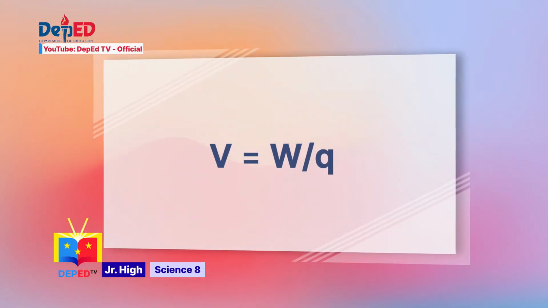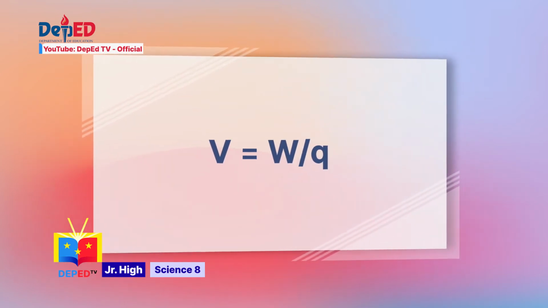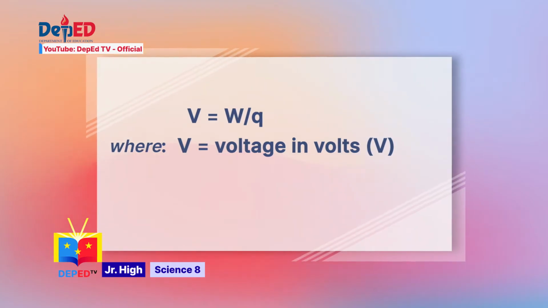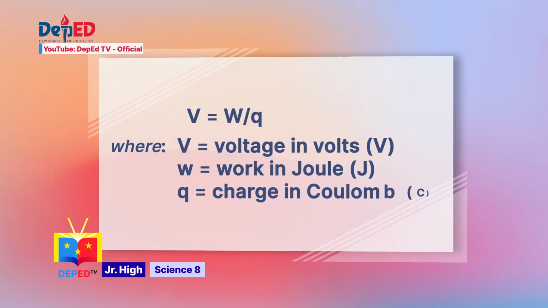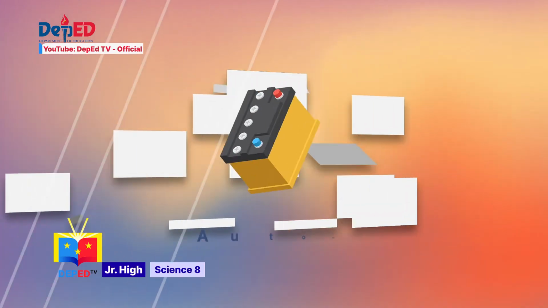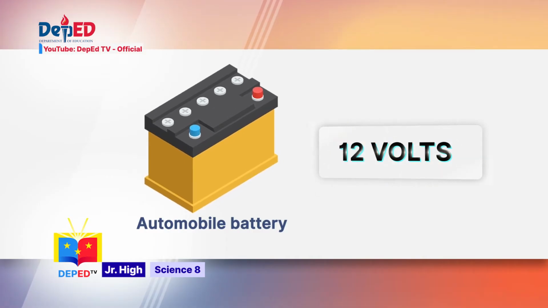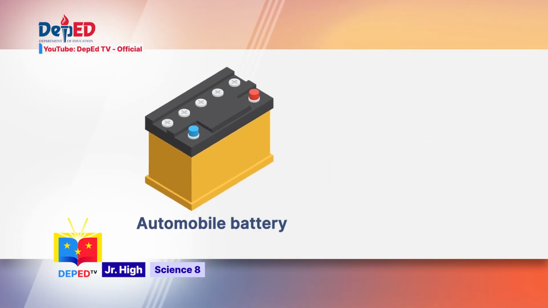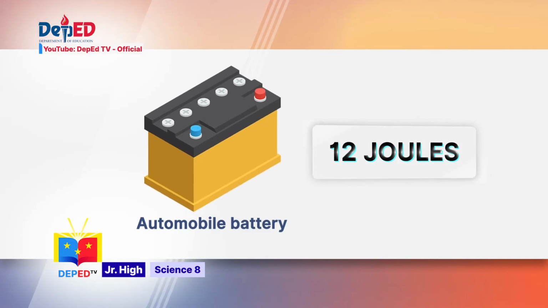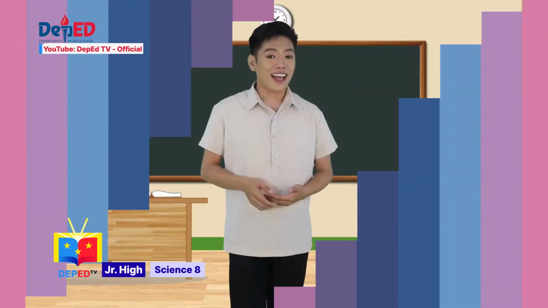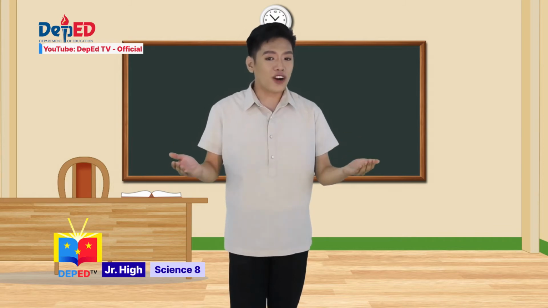Mathematically, voltage is given by V = W/Q, where V stands for voltage in volts, W, work in joules, and Q, charge in coulombs. A common automobile battery will provide a voltage of 12 volts to a circuit connected across its terminals. Then 12 joules of energy are supplied to each coulomb of charge that is made to flow in the circuit. Remember, voltage does not go anywhere. It only drives the charges to move.